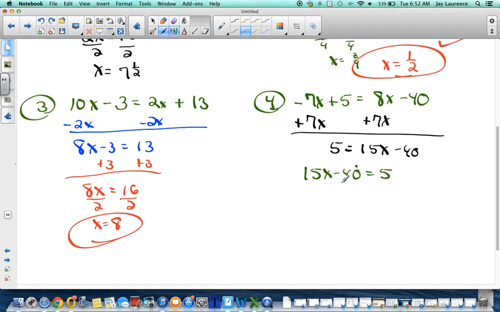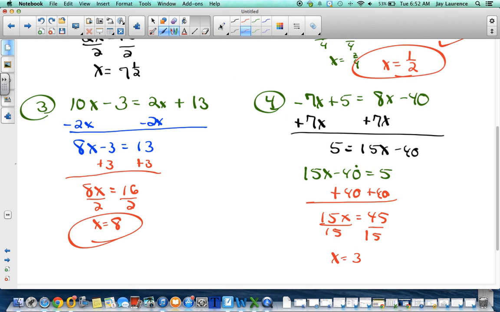All right, so let's see here. I'm going to add 40 to both sides. And I'll get 15x equals 45. And then I'll divide by 15. And I'll get x equals 3.